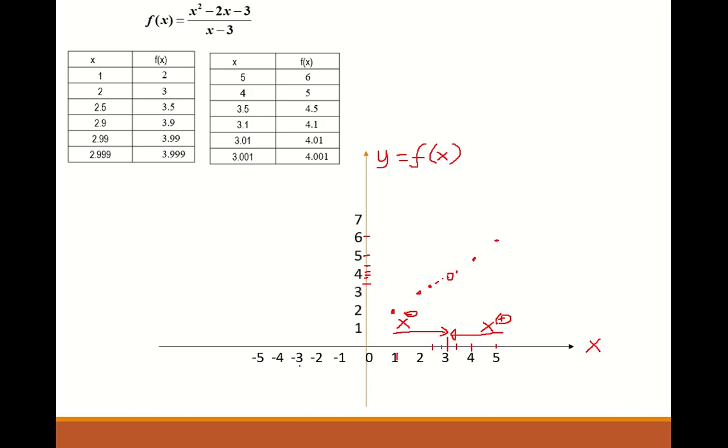Okay, and then if x approaches the value of 3 from the right, meaning from 5, you've noticed that the value of the function here is decreasing, but it goes to what value? That's the same value, which is also 4. Alright.